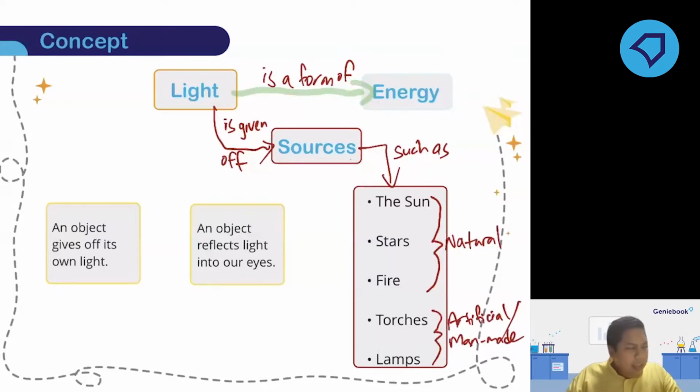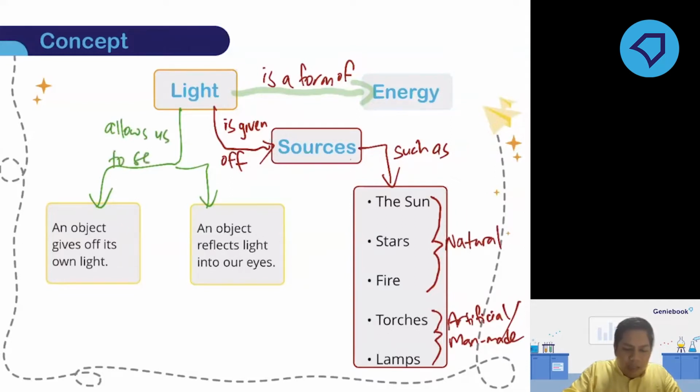All right. And then not only that, light allows us to see when an object gives off its own light or when an object reflects light into our eyes. So this one is allows us to see.